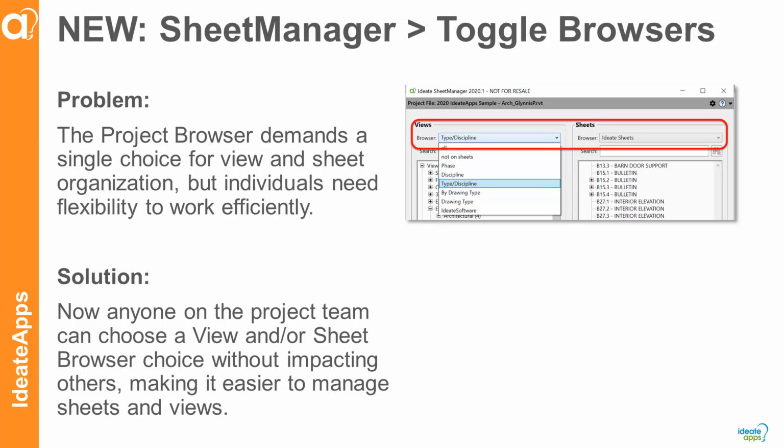Most offices these days have customized project browsers that are organized to meet their project or office requirements. While Revit allows for many different configurations of the project browser, only one configuration can be displayed at a time, which could affect others on the project. Ideate Sheet Manager, on the other hand, allows users to easily toggle their view and sheet browsers without impacting others on the project, making it easier and faster to manage their views and sheets.